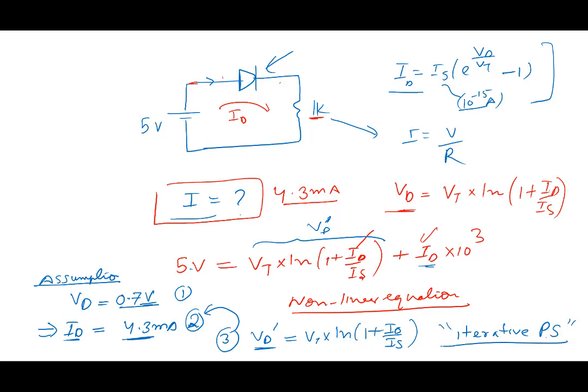Iterative problem solving. It's a nonlinear equation. You cannot obtain the solution in one step, so you have to iterate. You have to assume something, go through it, recalculate, substitute it back, and then continue with that. That's how you end up analyzing it. Now the thing is with this, as you can see, we have a circuit like this.